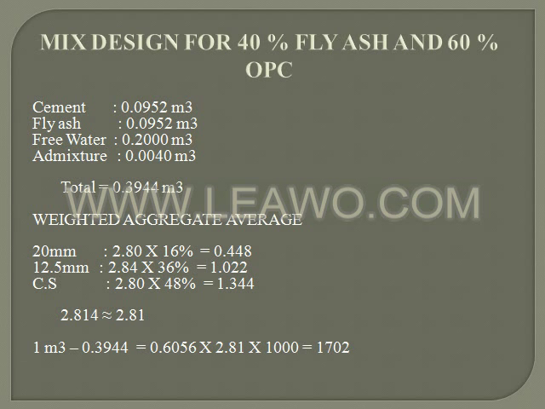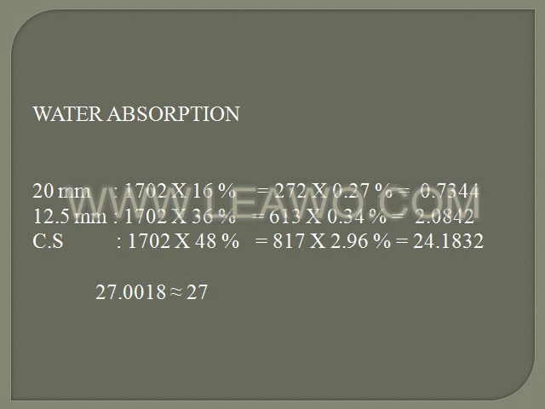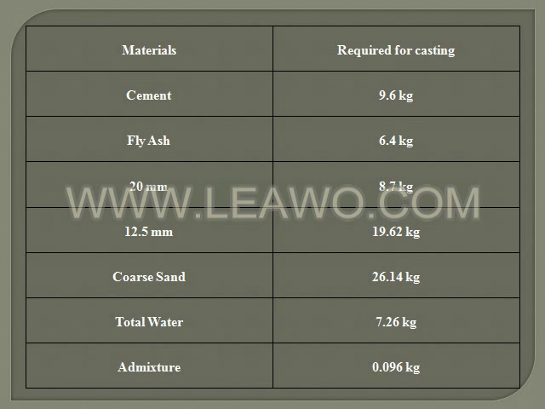After completing 100% OPC, we carried out the mix design for 40% fly ash and 60% OPC. We took cement to be 0.0952 meter cube and then fly ash, free water and admixture respectively. Totally, we got 0.3944 meter cube. Weighted aggregate average was found to be 2.814. For 1 meter cube minus 0.3944 is equal to 0.6056, into 2.81 into 1000, that is 1702. Water absorption for this mix design was calculated as given below. The tabular column shows the amount of materials required for casting 12 cubes, 9 cylinders and 9 beams, as I said before.